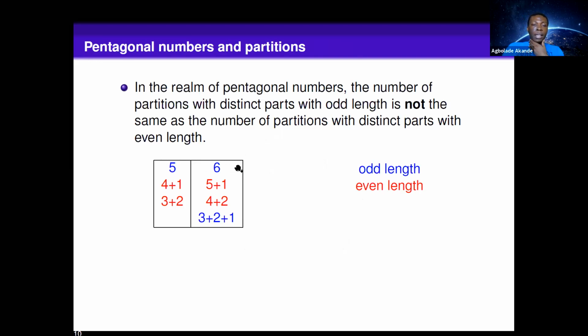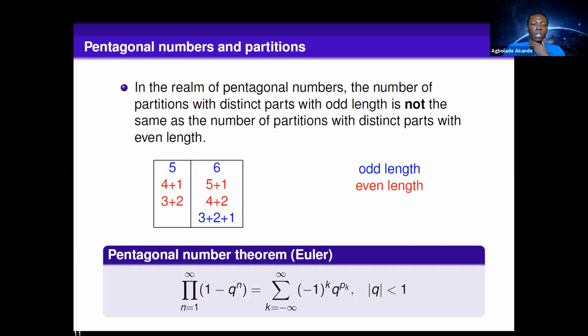6 isn't a pentagonal number, but 6, 5 plus 1, 4 plus 2, 3 plus 2 plus 1: the odd lengths are the same as the even lengths, but for pentagonal numbers they're exactly not the same. And with this, Euler deduced the pentagonal number theorem.